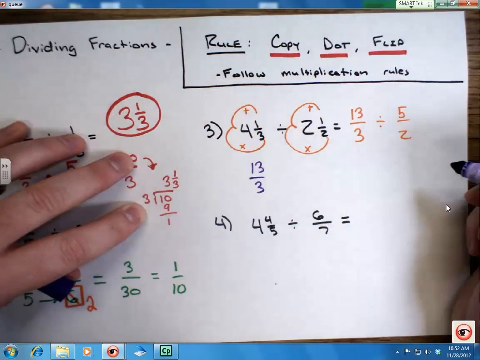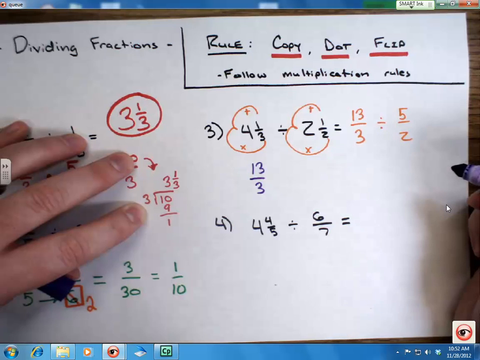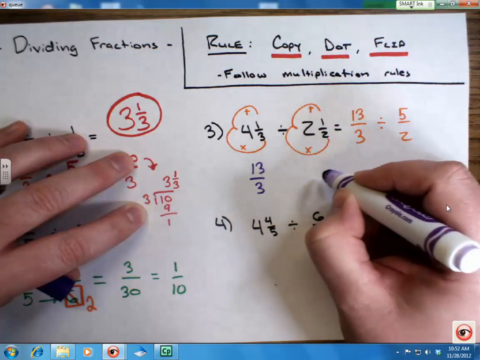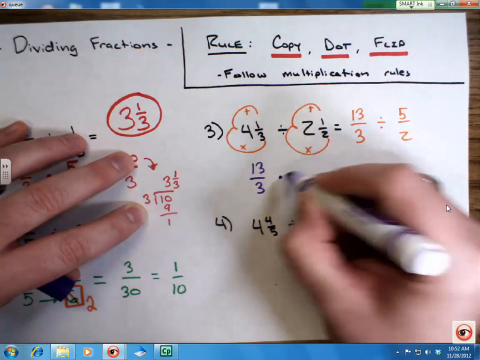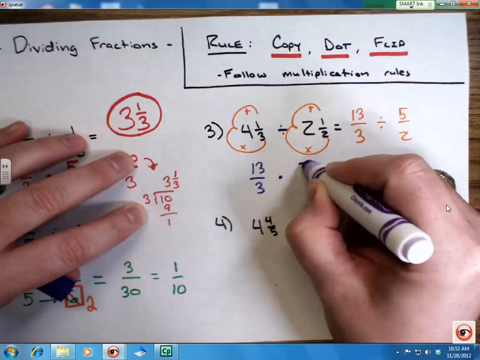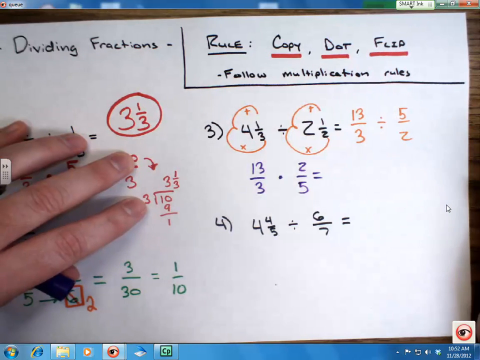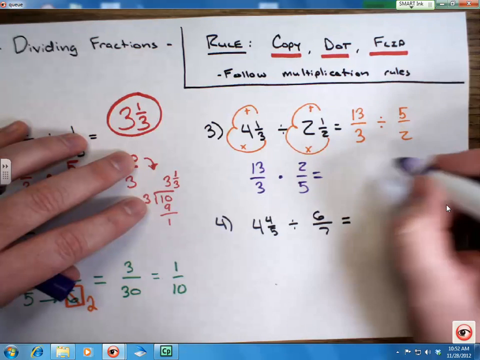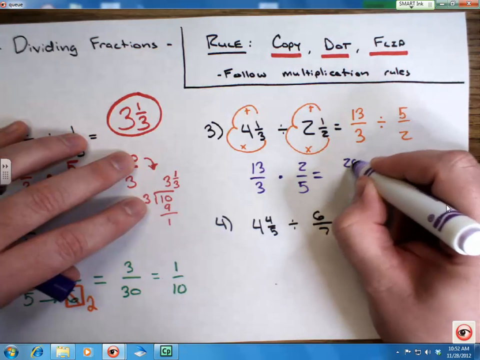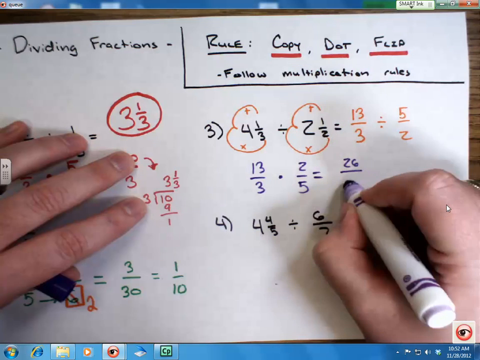Now, what am I going to do? Well, yeah, but even before that, there you go. Then I put my 2 over 5. Okay, now I multiply straight across. 13 times 2 is 26. 3 times 5 is 15.